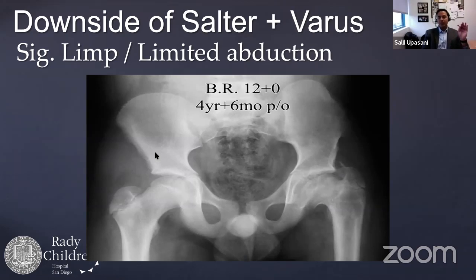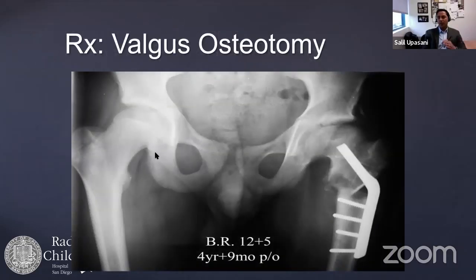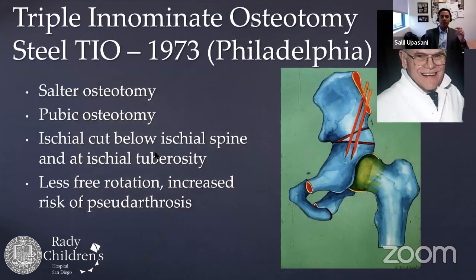Wenger's long-term outcomes: very little room left for the abductors, and requiring a valgus osteotomy to deal with that kind of over containment that you can get with those procedures. So I think the triple innominate osteotomy works very well in this particular instance. This is the original triple described by Steele in 1973. You can see the differences where this ischial cut is, which is medial to the ischial tuberosity, which results in less free rotation and increased risk of pseudarthrosis.